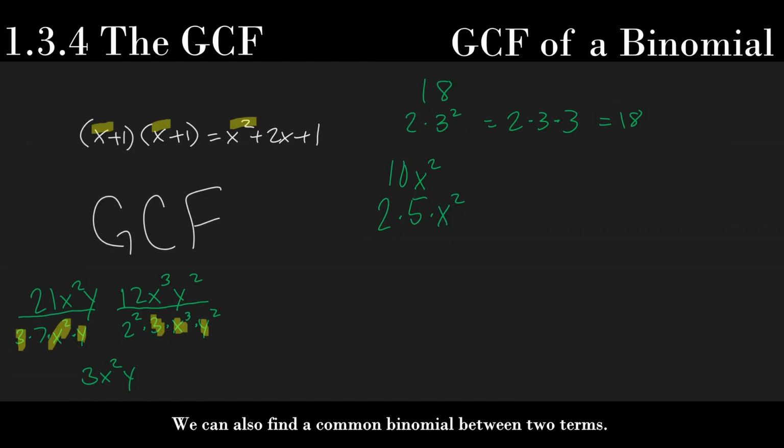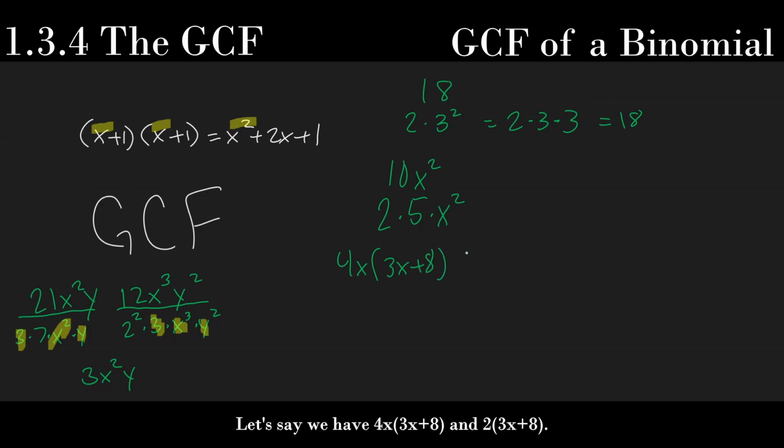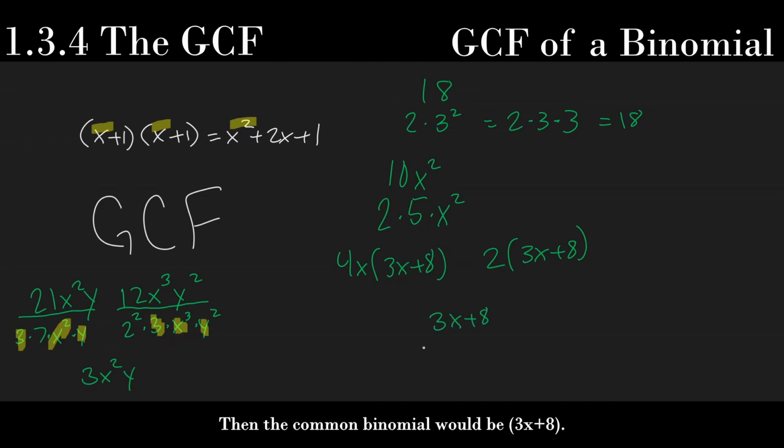We can also find the common binomial between two terms. Let's say we have 4x times 3x plus 8 and 2 times 3x plus 8. Then the common binomial will be 3x plus 8. Let's work out a few examples.